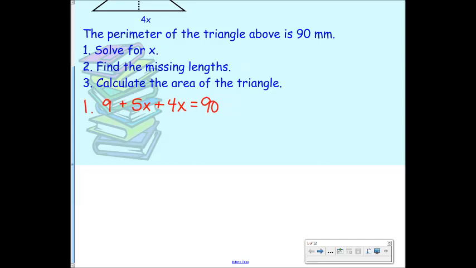Matthew? Yeah, that's just the unit, right? So if you put it in, you might think it's another variable when it's not. So then what would I do to simplify this? Okay, which would give me what? 9x. So I've got 9 plus 9x equals 90.